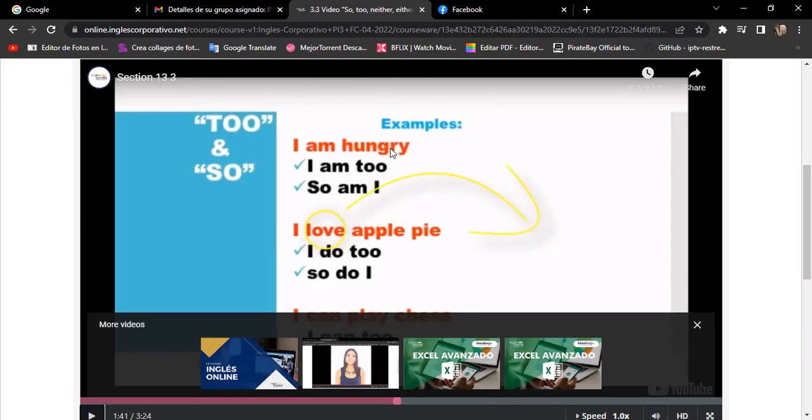Okay, look, I am hungry. Hungry is an adjective. No, fíjense más en el auxiliar. I am hungry. What is the auxiliary? Am. So: I am hungry. I am too. Or so am I.